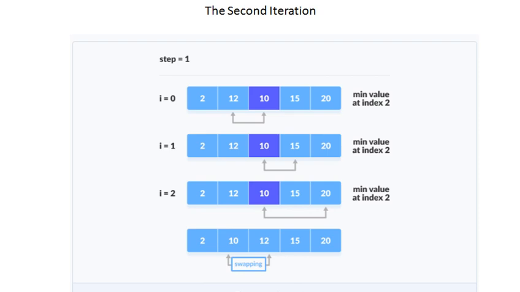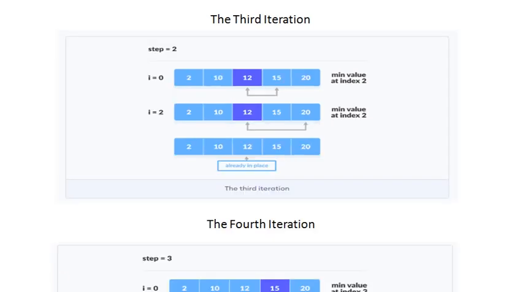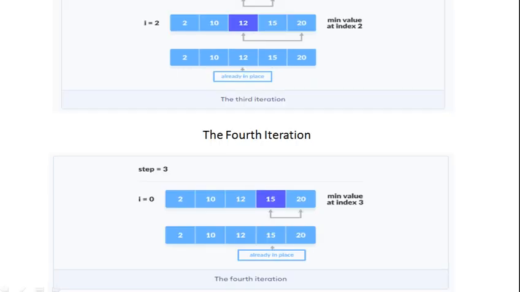Now for the third iteration. Third iteration, here from the unsorted array, still 12, 15, 20 is an unsorted array. So we compare 12 and 15, minimum is 12. 12 and 20, still minimum is 12. So already it's in its own place. There is no swapping done there. For the fourth iteration, as we can see, 15 and 20, they are already in place. Hence, no swapping is done.